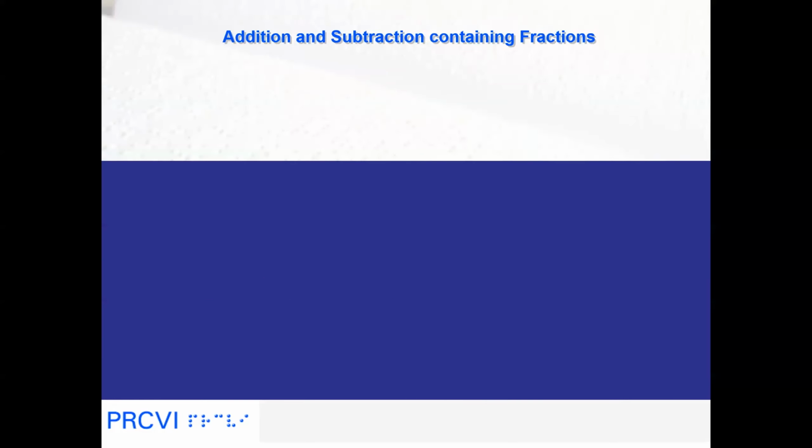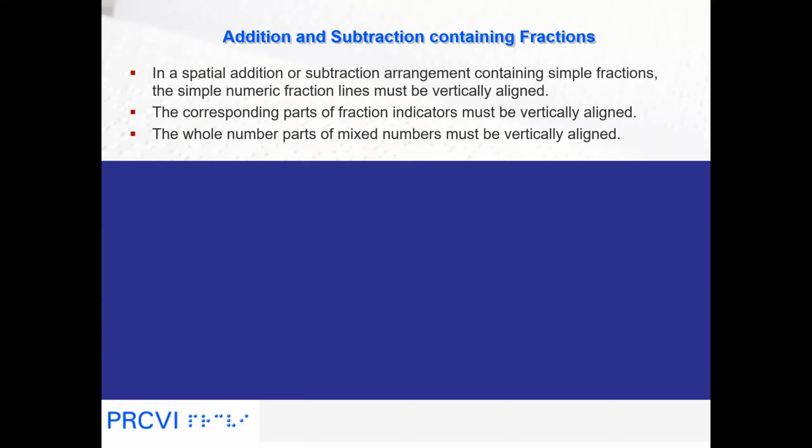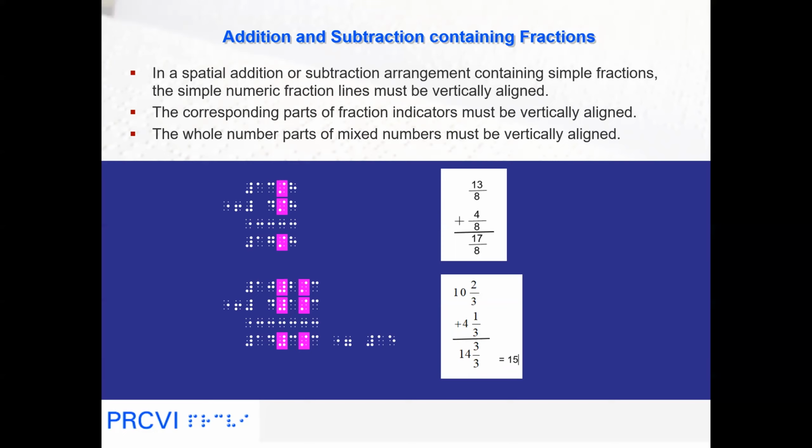In a spatial addition or subtraction arrangement containing fractions, the simple numeric fraction line must be vertically aligned. The corresponding parts of fraction indicator must be vertically aligned. The whole number parts of mixed numbers must be vertically aligned. In this example, notice that simple numeric fraction lines are aligned. Denominator and numerators are aligned. Similarly, in a mixed fraction addition, simple numeric fraction line is aligned and whole numbers are aligned.